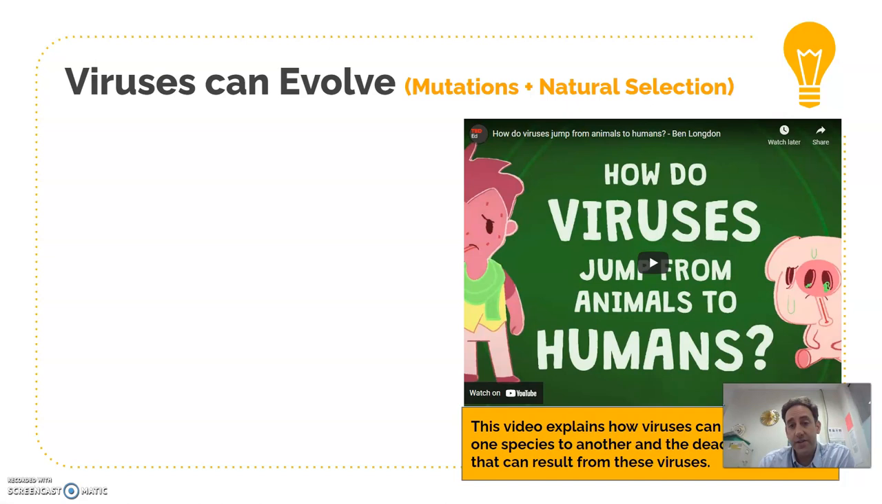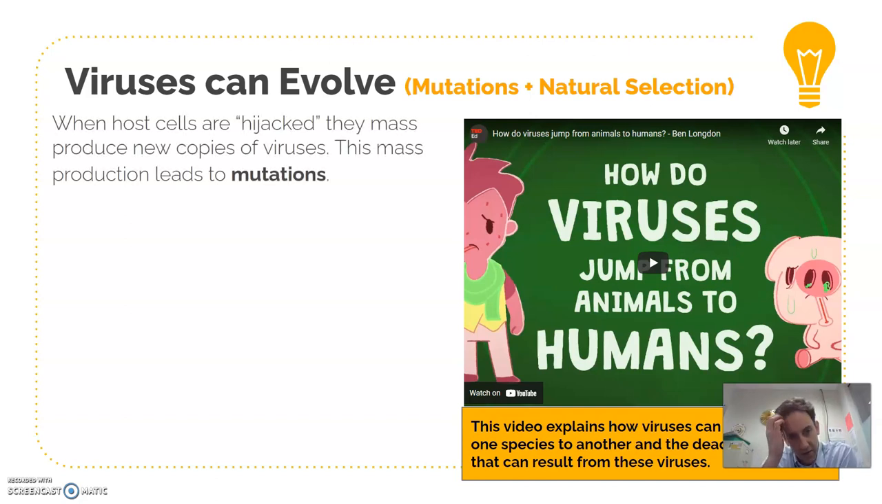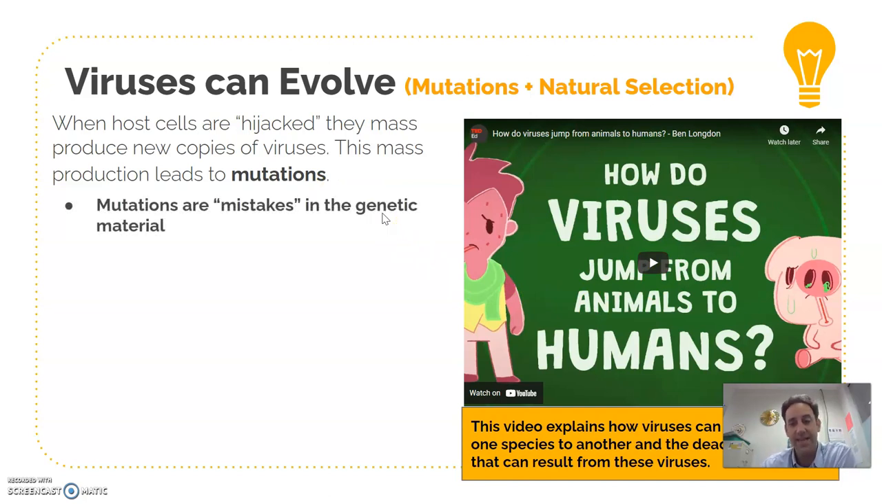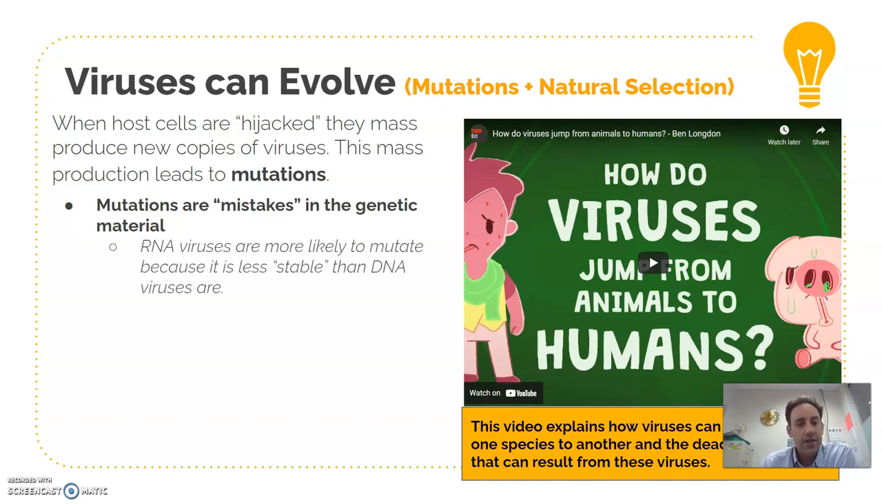So viruses, in other words, evolve as these mutations change and then help them infect new host cells or infect host cells more effectively or help themselves spread more effectively. So when a host cell is hijacked, they mass produce copies of the virus, and that mass production results in mutations because anytime you copy genetic material, mistakes are going to be made. And those mistakes in copying the genetic material are called mutations. It turns out that RNA viruses are in fact more likely to mutate than DNA viruses are.